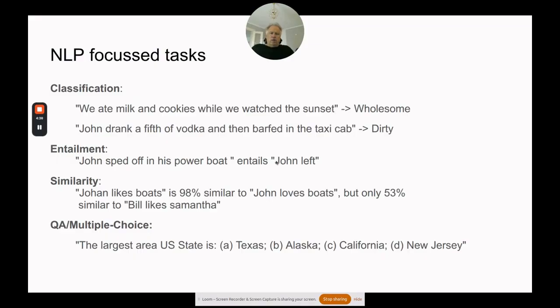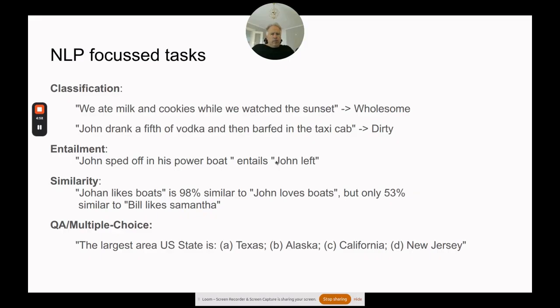All right. Some more specific natural language processing tasks that we're going to be looking at in this course are tasks like classification. This is like a sentiment analysis type task, where we give it a sentence and it's supposed to determine whether it's a wholesome sentence or a dirty sentence. So eating milk and cookies in the sunset is wholesome, whereas John drinking a fifth of vodka and then barfing in the taxi cab would be classified as dirty.